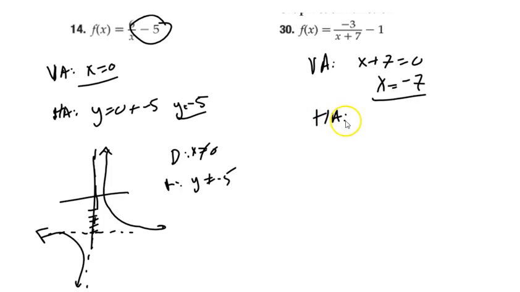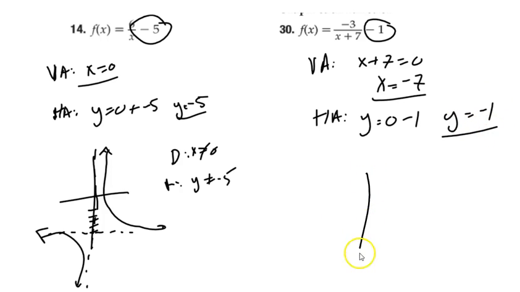Horizontal asymptote, right? Hopefully it's easy. You're so bored because it's so easy. It's y equals 0 by default, but then we're going to subtract 1 because we're going down. So y equals negative 1 is my horizontal asymptote. Graph those things first. Negative 1, and negative 7 over here somewhere.